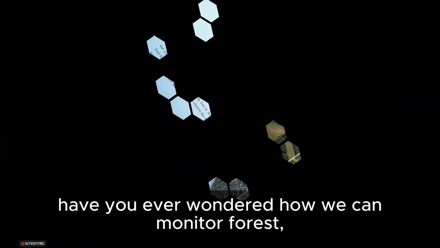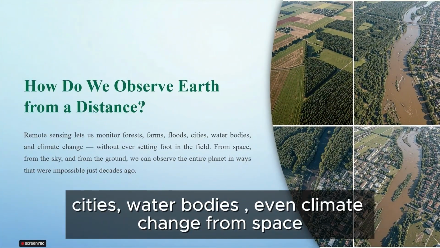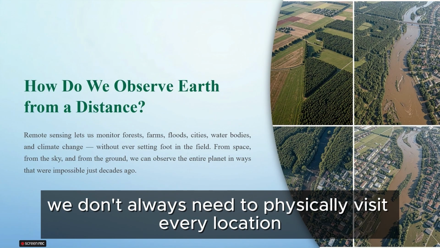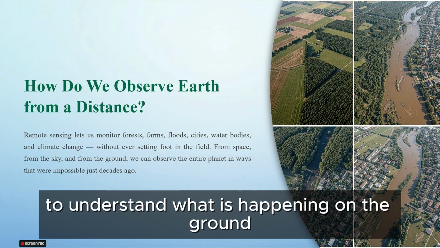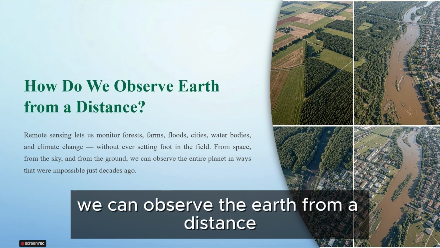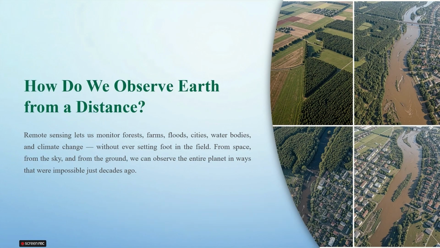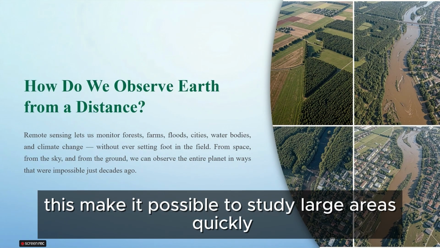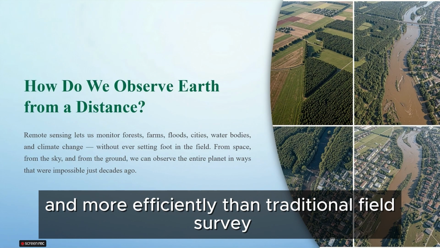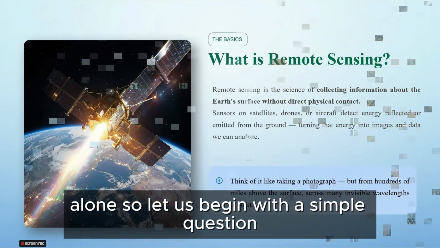Have you ever wondered how we can monitor forests, farms, floods, cities, water bodies, or even climate change from space? Today, we don't always need to physically visit every location to understand what is happening on the ground. Through remote sensing, we can observe the Earth from a distance using satellites, drones, aircraft, and other sensors. This makes it possible to study large areas quickly, repeatedly, and more efficiently than traditional field survey alone. So, let us begin with a simple question.